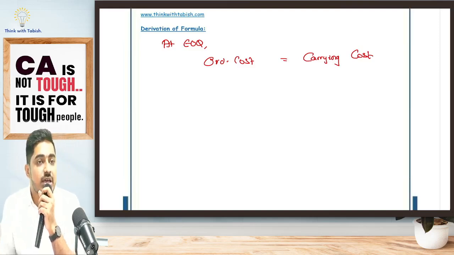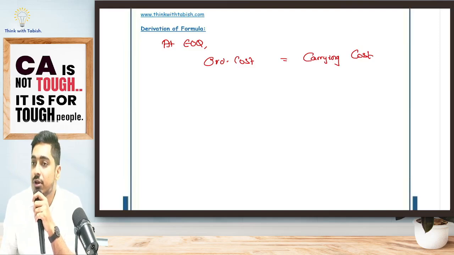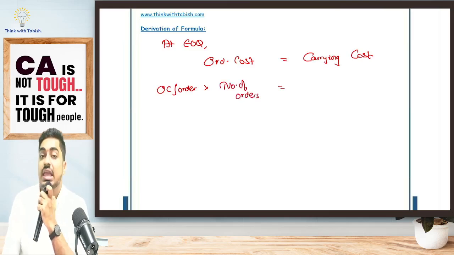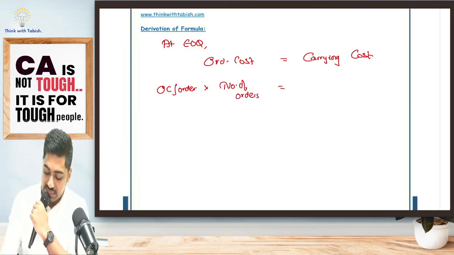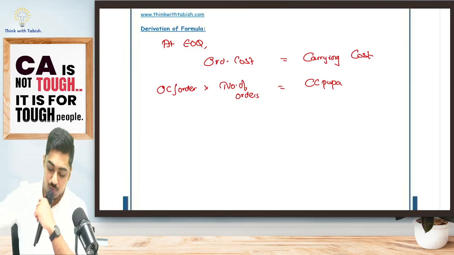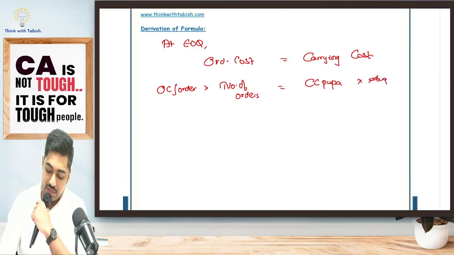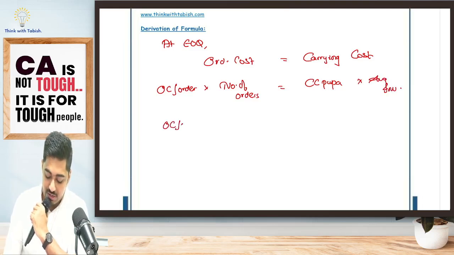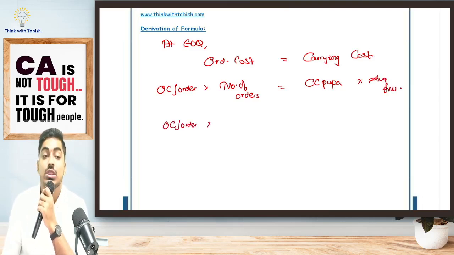Ordering cost formula. Can you guys tell me? What is the formula of ordering cost? It is my ordering cost per order, for one order how much, into number of orders, how many times I ordered. Yes or no? Carrying cost formula. Can you guys tell me? It is the carrying cost per unit per annum, to hold 1 unit for 1 year how much, into average inventory. On an average, how many units have built? Okay, let me try simplifying again. Ordering cost per order into number of orders.